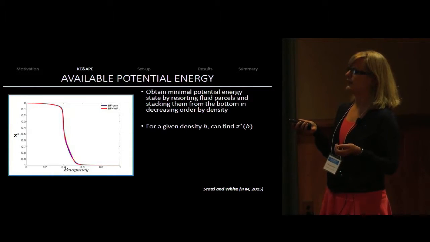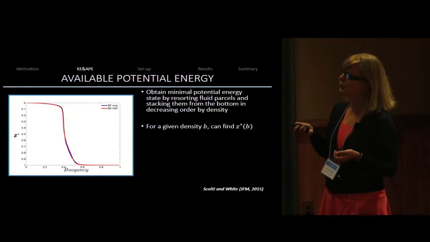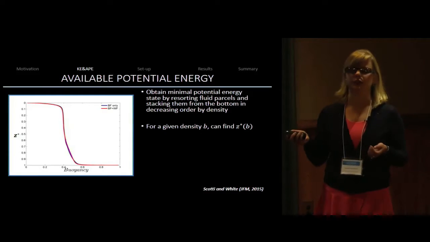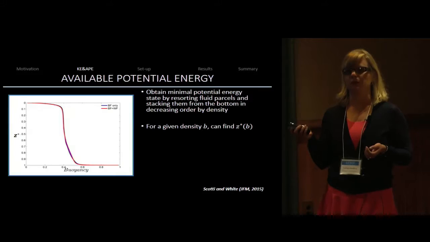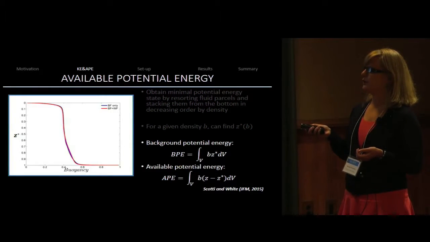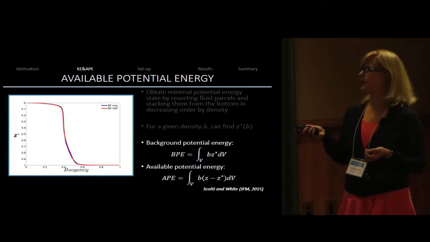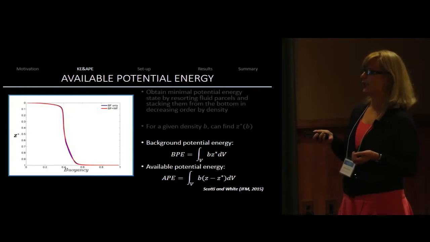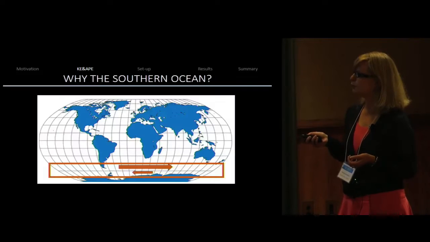And so for a given density b, you can find this parameter z star of b. And this is shown here. So you basically have this curve of what the density distribution looks like in its minimum potential energy state. And then you have the background potential energy, which is kind of like calculating regular potential energy, but using z star. And you have available potential energy, which is the total potential energy minus the background potential energy. So this is the potential energy in the ocean that's actually useful.